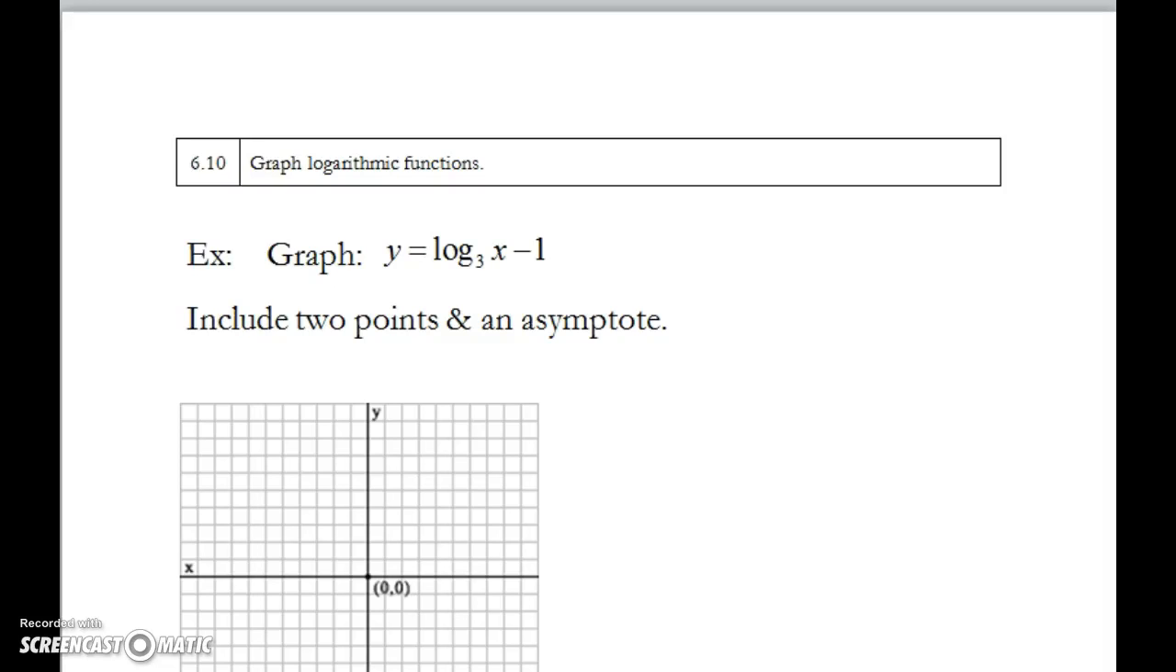Standard 6.10, graph logarithmic functions. All right, so before we graph a log function, let's talk about what the parent graph looks like.